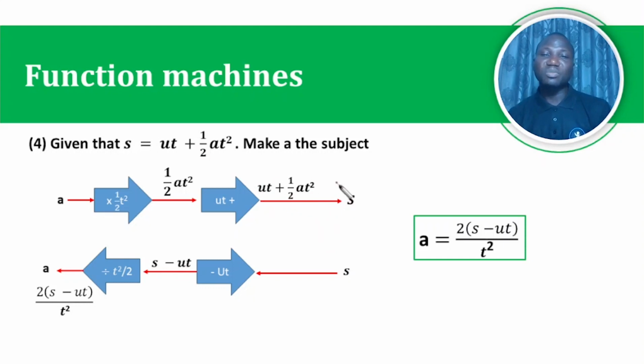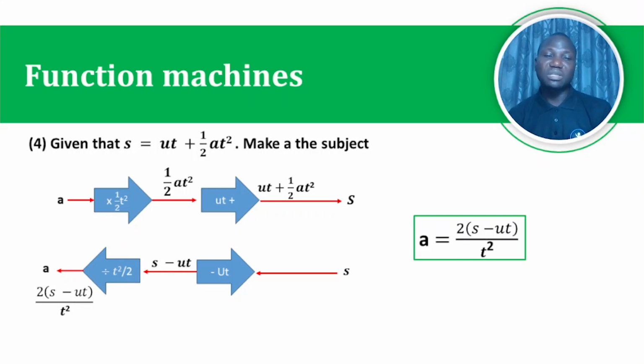Now, to change the subject from s back to a, s will go back into the machine. So s goes back into the first machine. And now this first machine here will do the opposite of what this machine did. This machine added ut, therefore this one will subtract ut. We are going to have s minus ut come out of this first machine. Now this machine here multiplied by half t squared. This second machine here will divide by half t squared, or we divide by t squared over 2.